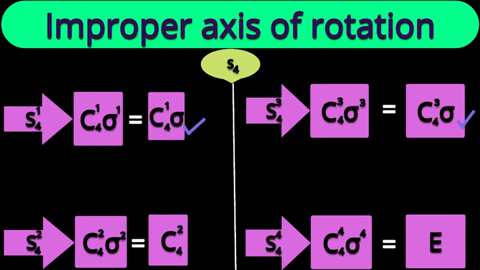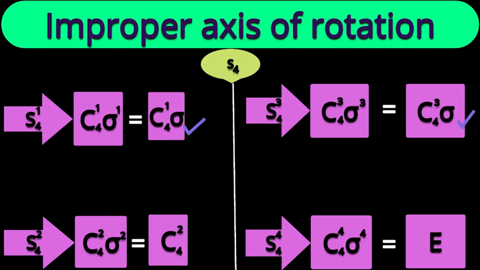S4^3 means C4 operation 3 times followed by sigma operation 3 times. So what will be the result? C4 operation 3 times into sigma. It is also a second combo pack operation that we achieved in this S4 improper axis of rotation. It is a speciality of the S4.